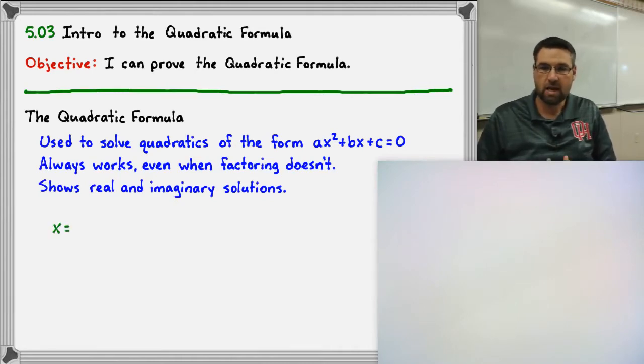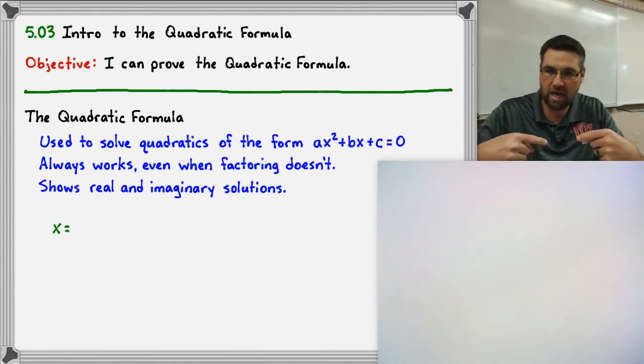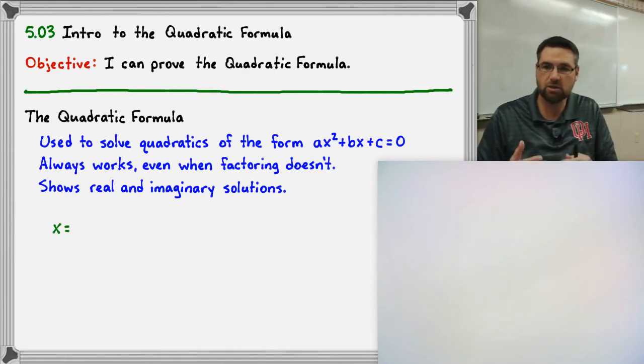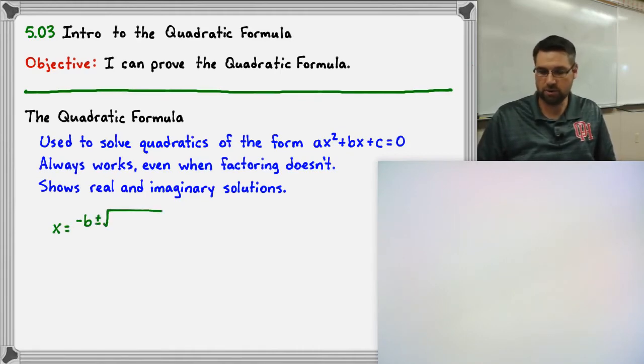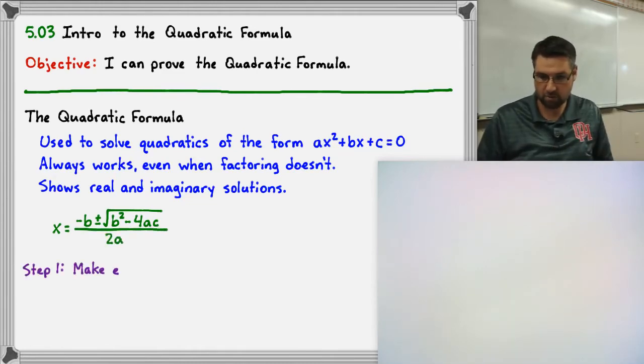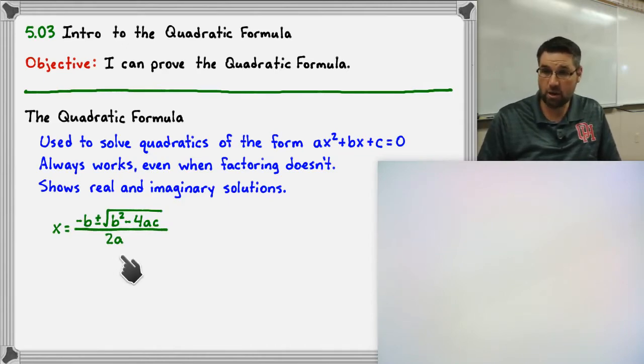It's important. Now, here's what the quadratic formula is. It's a formula that when you plug in the a, b, and c values, you end up with the solutions for x. And it's this: x equals negative b plus or minus the square root of b squared minus 4 times a times c, all over 2a.